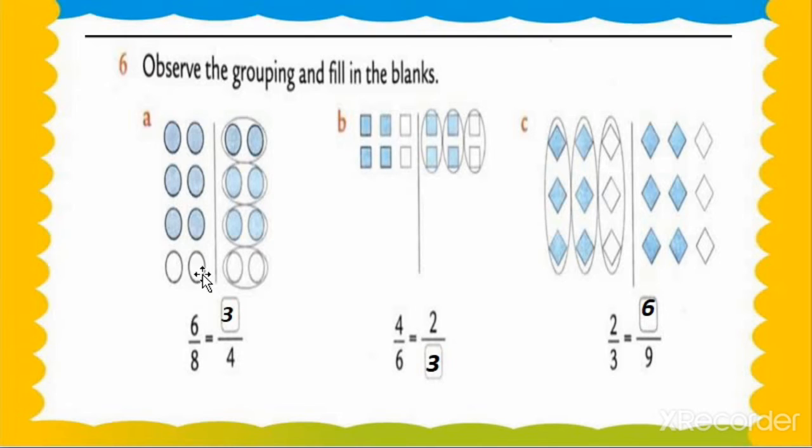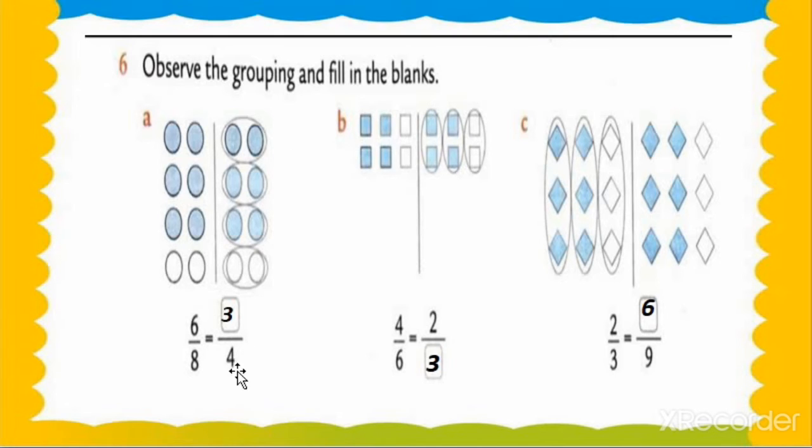And how many circles are filled with a blue color? 6 circles are filled with a blue color. So 6 by 8. And then the next, how many circles are there here? 1, 2, 3 and 4. 4 circles are here.